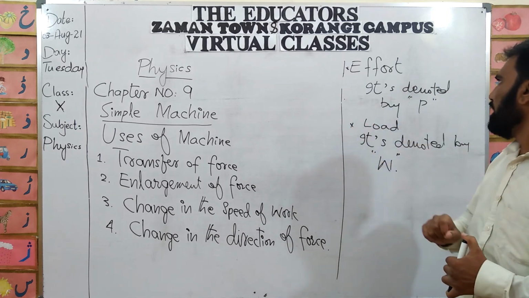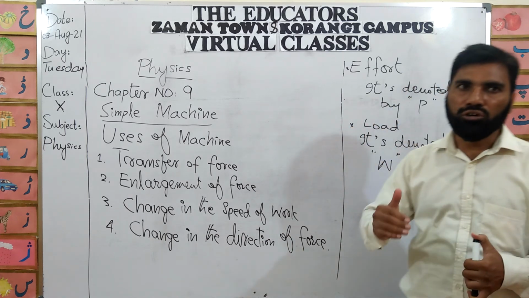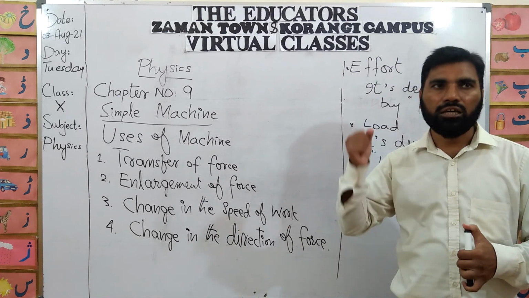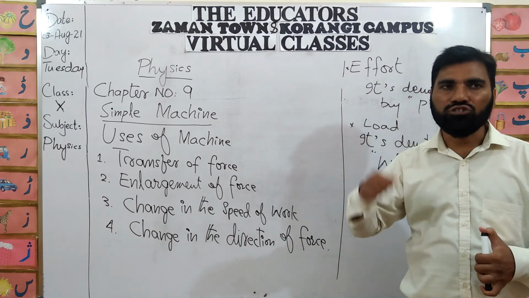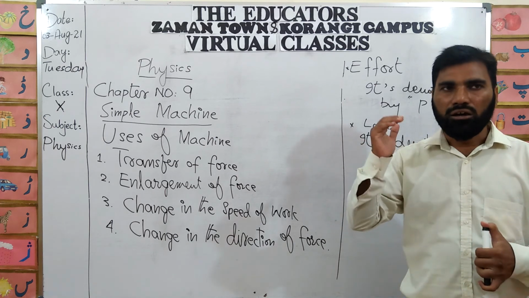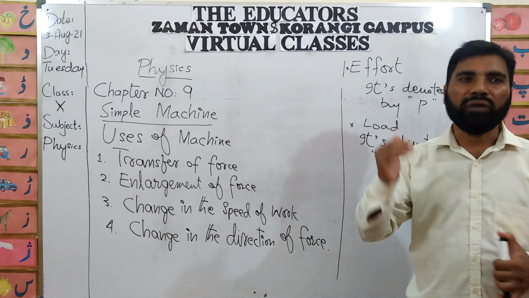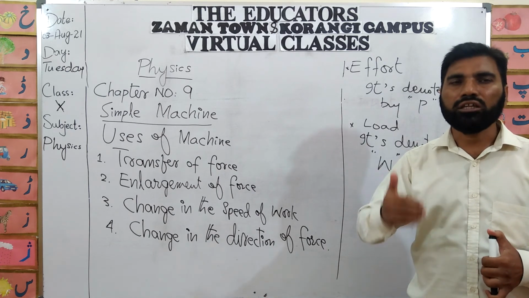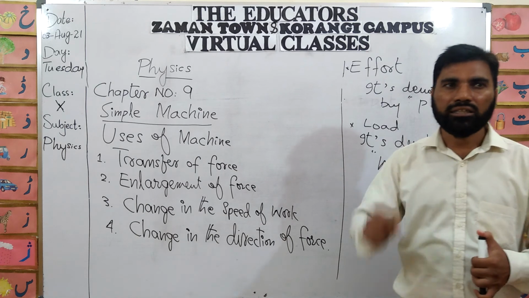Two more terms I have shared with you. First is the effort. It is denoted by P. The force applied on the machine is called the effort. For example, on a screw jack, the force you apply on the handle is the effort. If you are riding a bicycle, whatever force is applied by your foot on the pedals is called the effort.